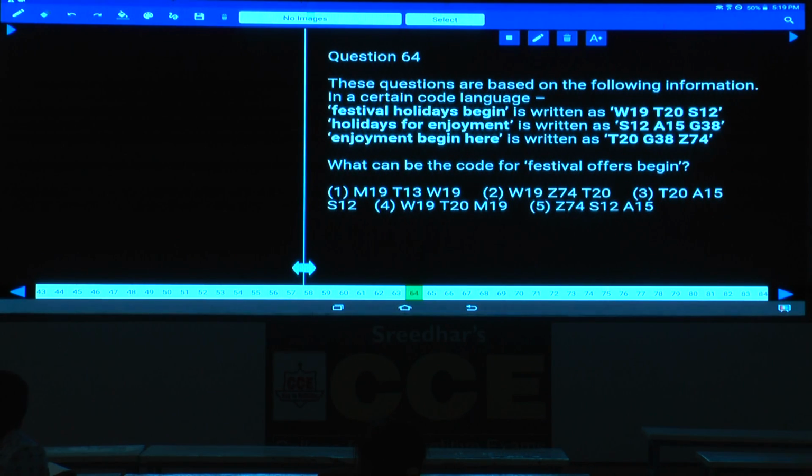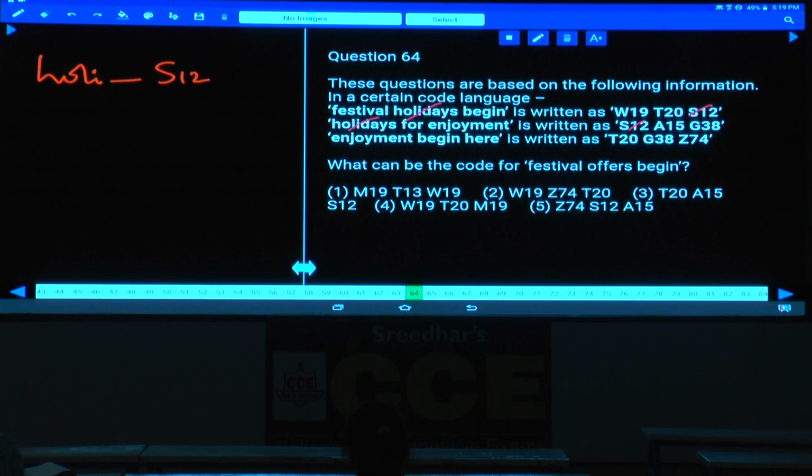Now 64 and 65. What can be the code for "festival offers begin"? Festival offers begin. Festival holidays begin, holidays for enjoyment. Then tell me what is the word which is common between these two? Holidays is the word which is common. Then what is the code common between these two here? S12 is the code common between these two, holidays is S12.